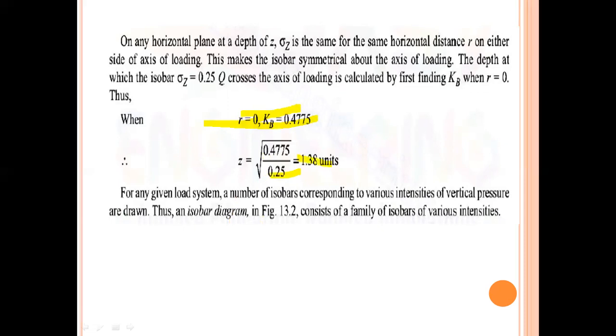For any given load system, a number of isobars corresponding to the various intensities of vertical pressure are drawn. Thus, an isobar diagram consists of a family of isobars of various intensities.